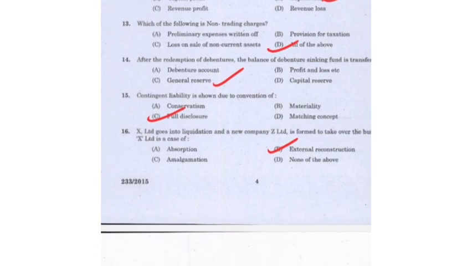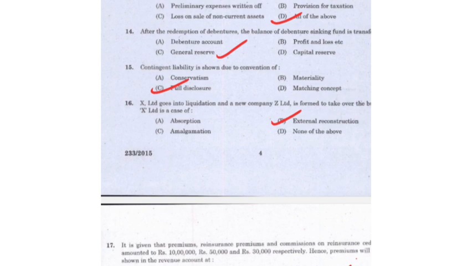Contingent liability is shown due to the convention of conservatism principle, materiality principle, full disclosure principle, and matching principle. And here the answer is full disclosure principle. Contingent liability is shown due to the convention of full disclosure principle.